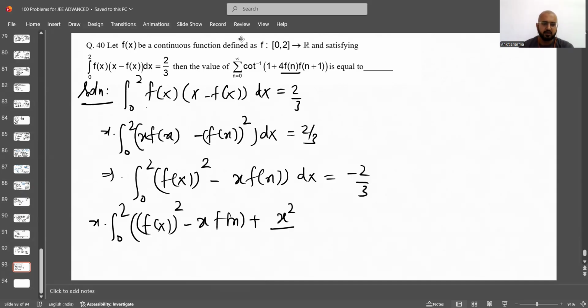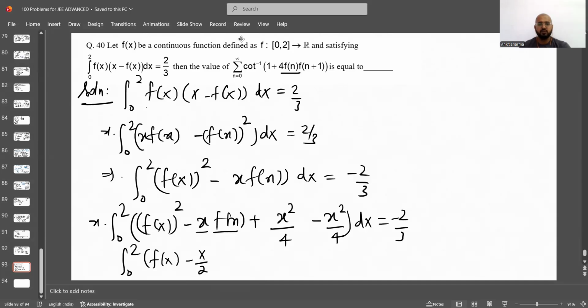This is a kind of quadratic equation, so I can think of adjusting the constant term. That means this is f of x square minus f of x. So this is quadratic in f of x. That means I have to adjust here x square over 4, and I'll subtract x square over 4 dx, and this is minus 2 over 3. Now let's go ahead. So integral 0 to 2, and this guy is simply f of x minus x over 2 the whole square, and then minus integral 0 to 2 of x square over 4 dx. This is minus 2 over 3.